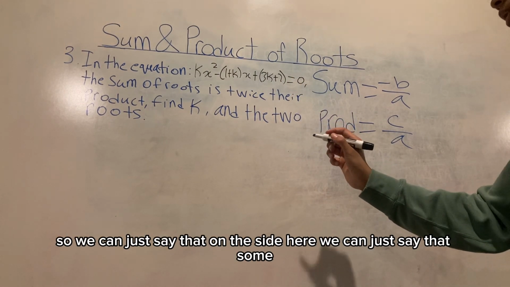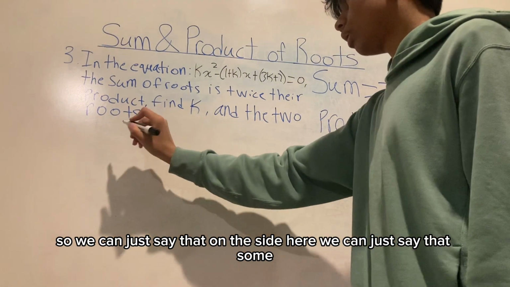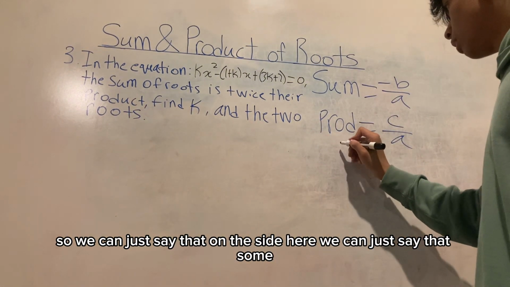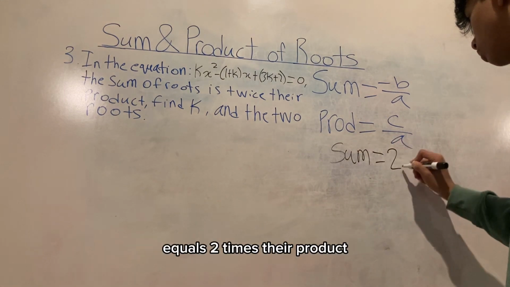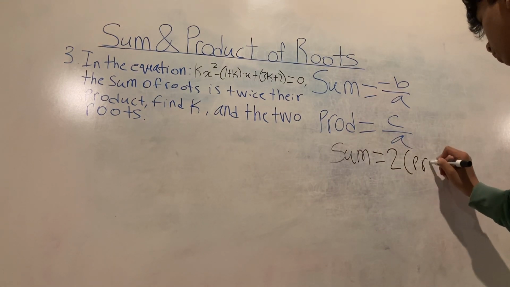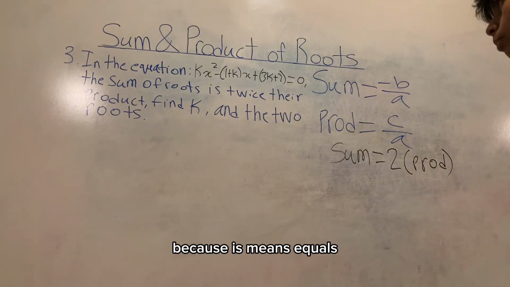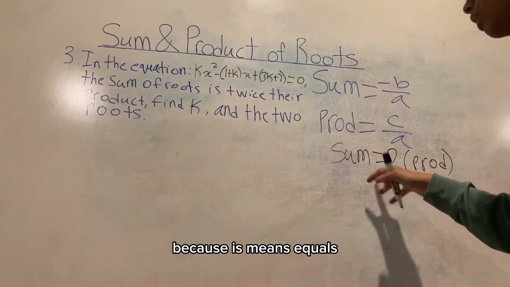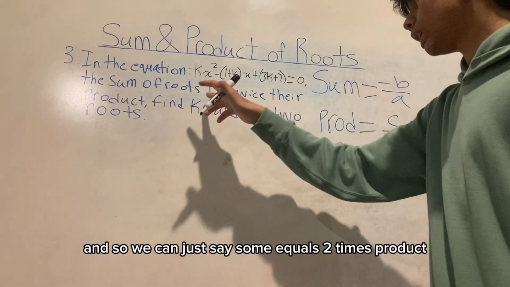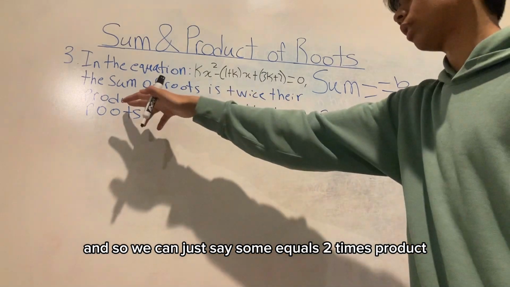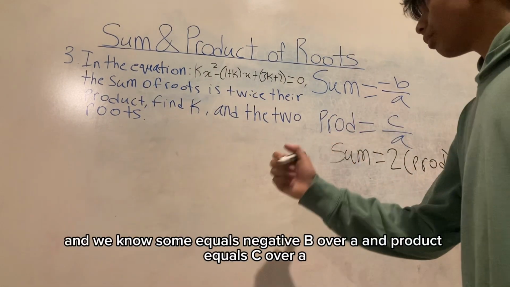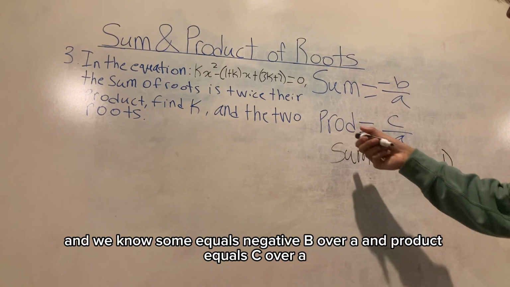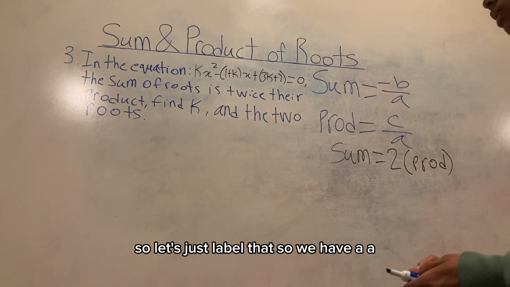So we can just say on the side here that sum equals 2 times their product, because "is" means equals. So sum equals 2 times product. That's why it's there. Okay. And we know sum equals negative b over a and product equals c over a. So let's just label that.